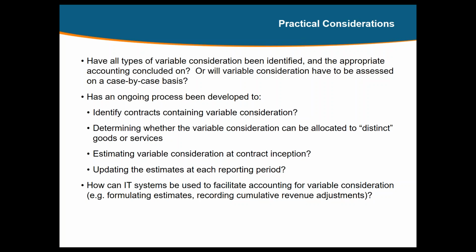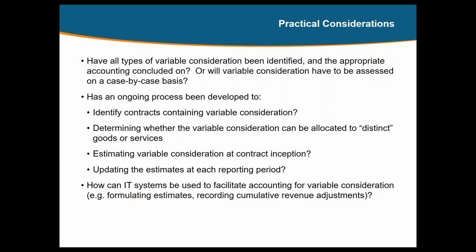But again, variable consideration is so common, and there are so many different types. If you weren't able to do that, it's going to be a case-by-case analysis done on an ongoing basis as your contracts have variable consideration. Thinking about this ongoing process, first you need to identify a contract that has variable consideration. Then determine whether that variable consideration can be allocated to distinct goods or services in a series, and that's scenario 1 from the previous slide. If not, then you have to estimate that variable consideration at contract inception, and how do you estimate it?